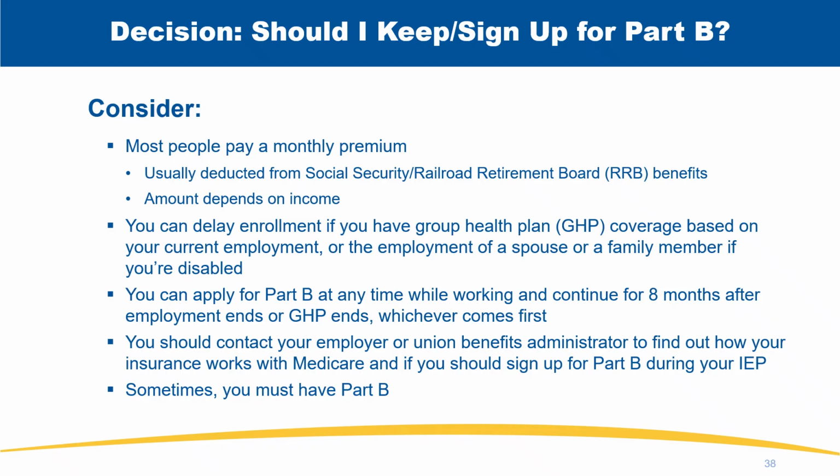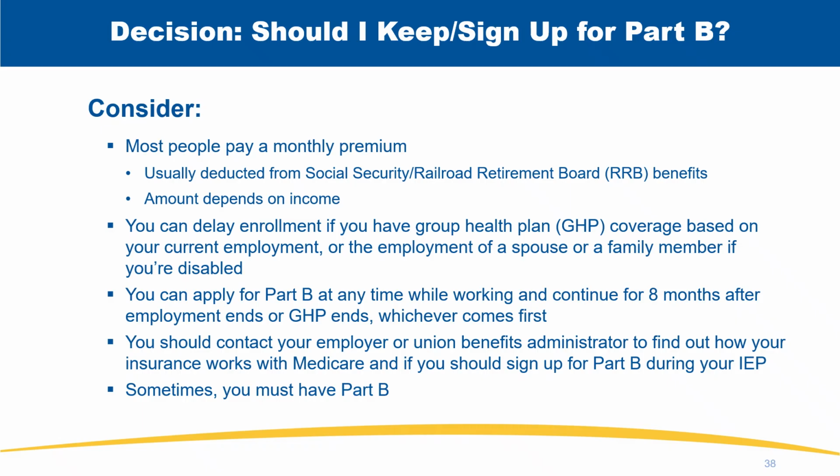So if you or your spouse are still working, you do not need to apply for Part B until you stop working. Otherwise, it'll be a duplication of services. You can apply for Part B at any time while working and continue for 8 months after employment ends or GHP ends, whichever comes first. You should contact your employer or union benefits administrator to find out how your insurance works with Medicare and if you should sign up for Part B during your initial enrollment period.